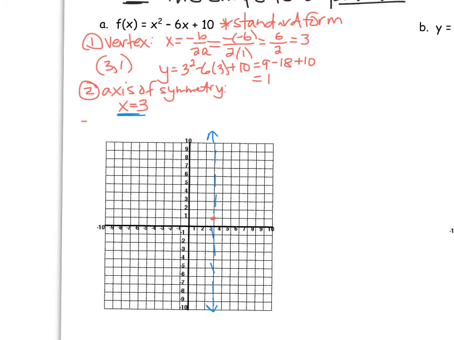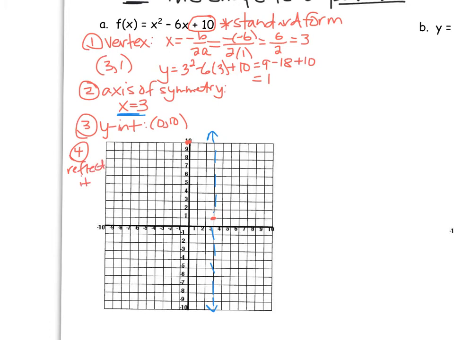All right, part 3, our y-intercept. Again, no work for this one. The y-intercept is always that constant in the equation. If we were to plug in 0 for all of our x's, that's all that would be left over. Our y-intercept is (0, 10). We'll plot that point on the y-axis, all the way up to the top. And then step 4, we reflect it.